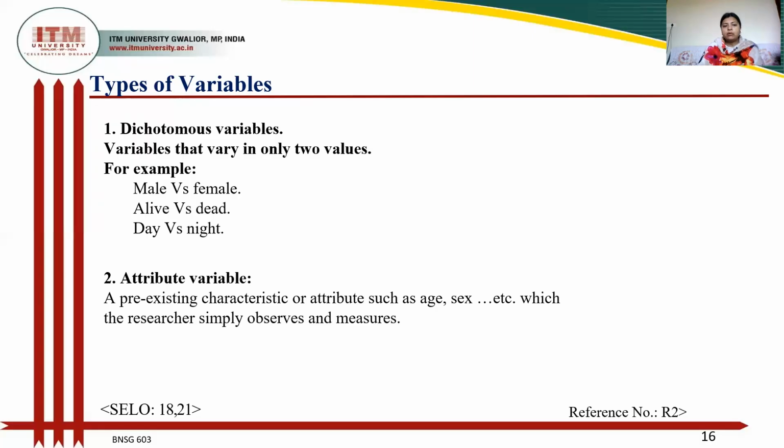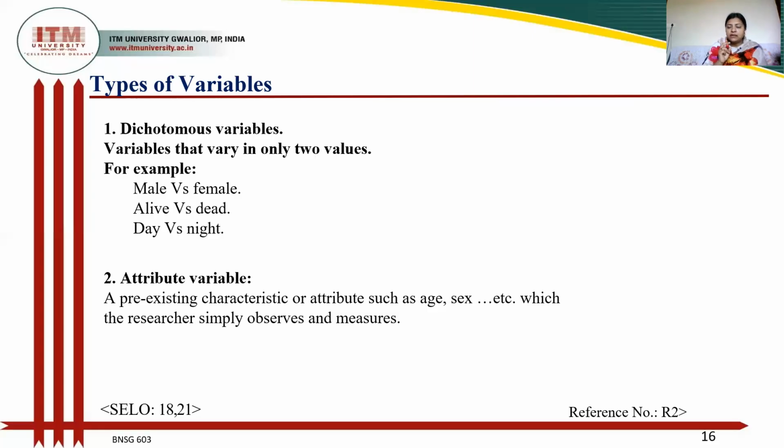Next, speaking about the attribute variable. In the attribute variable, there is a pre-existing characteristic, or we can say age, sex, where the researcher simply wants to observe and measure it. For example, different age criteria we can make. But if you see the dichotomous variable, males are grouped in one, females are grouped in one, alive are grouped in one, dead are grouped in one, loss people are grouped in one, profit people are grouped in one. Means two values we are taking, that is a dichotomous variable.